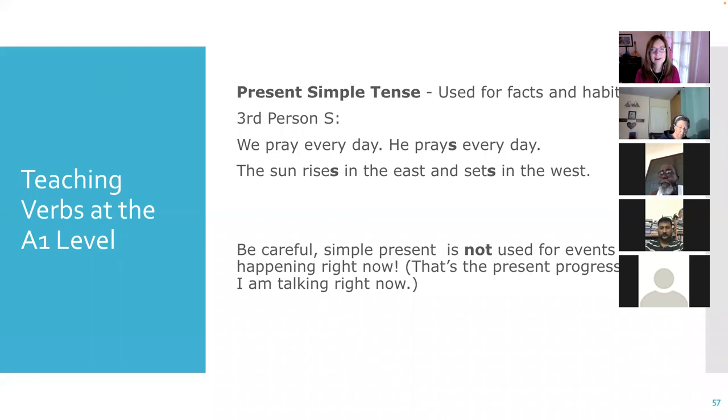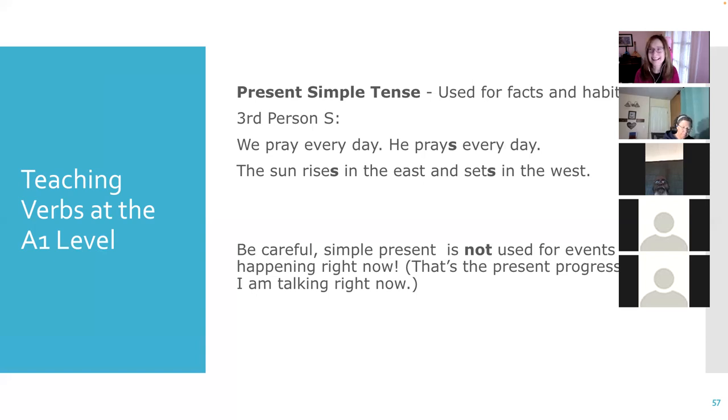Another example of a fact in the present tense: the sun rises in the east and sets in the west. So notice again, the sun is one singular object, and so we have to put the S at the end of rises and sets.